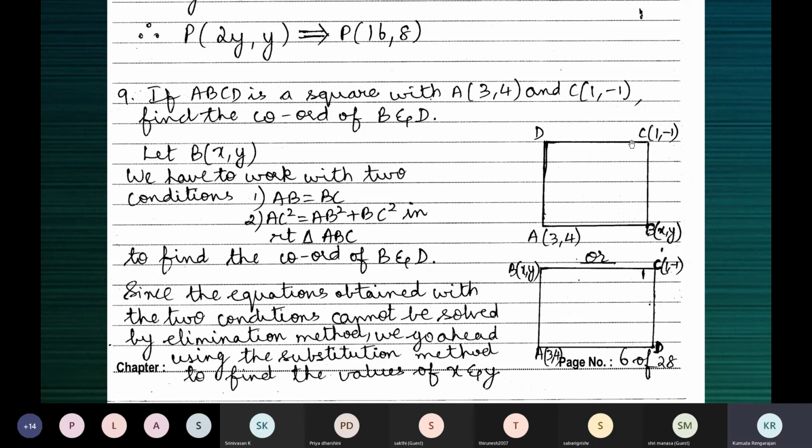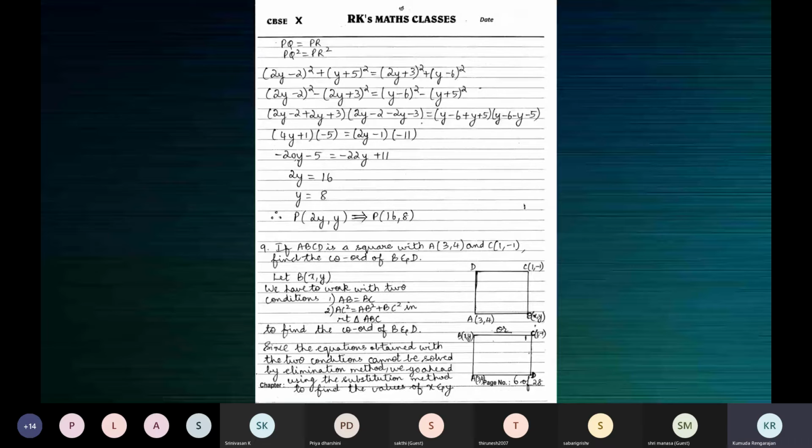First one, AB is equal to BC because all sides are equal. AB is a line segment. AB is equal to BC, and we can find using the distance formula. Then join the diagonal AC and use Pythagoras theorem in triangle ABC. So these are the two conditions you will be working with. And since one will be linear and the other quadratic, we will use a substitution method to find the values of X and Y. You can remember all this. Very easy.